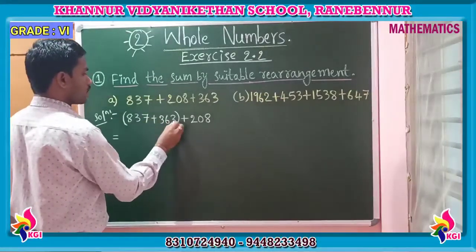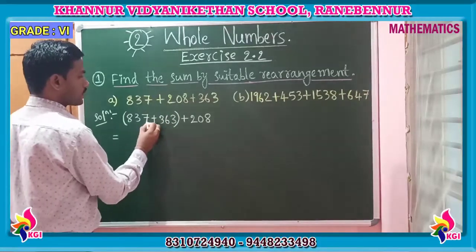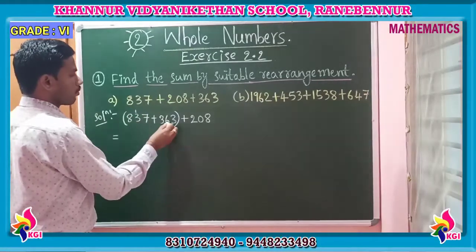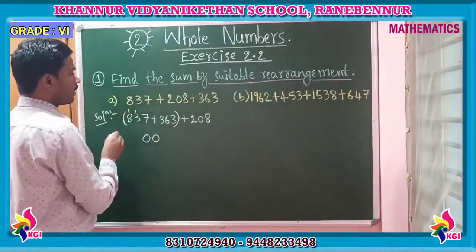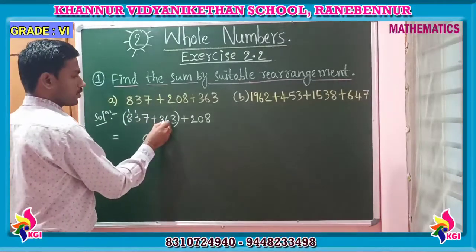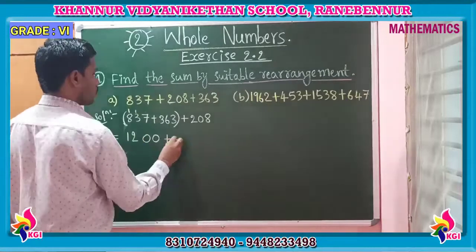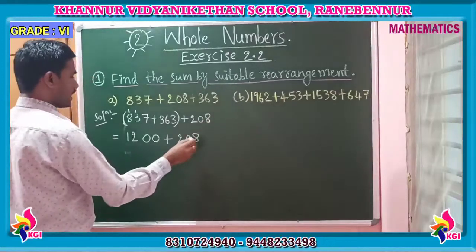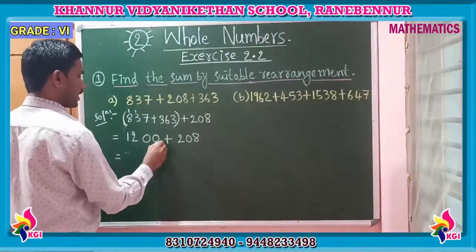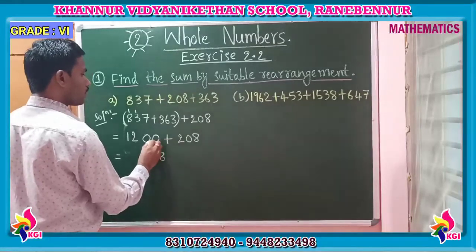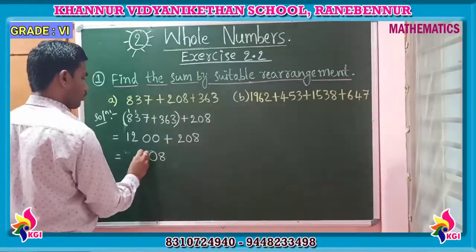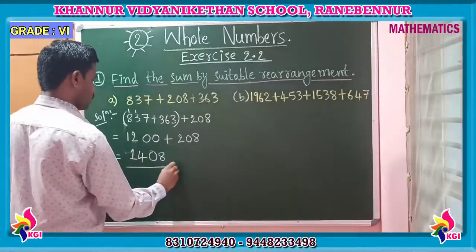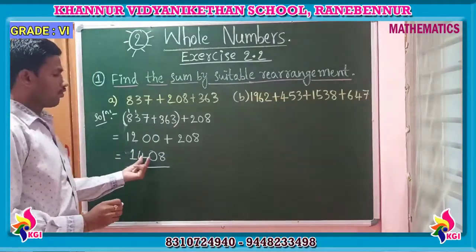Now I am adding this horizontally. Ones place: 7 plus 3 is 10, 1 carry. Then 3 plus 1 is 4, 4 plus 6 is again 10, carry 1. Then 8 plus 1 is 9, 9 plus 3 is 12. So 1200 plus 208, the third number is 208. Now add these two numbers. 0 plus 8 is 8, 0 plus 0 is 0, 2 plus 2 is 4, then 1 plus 0 is 1. So this is the answer, 1408.